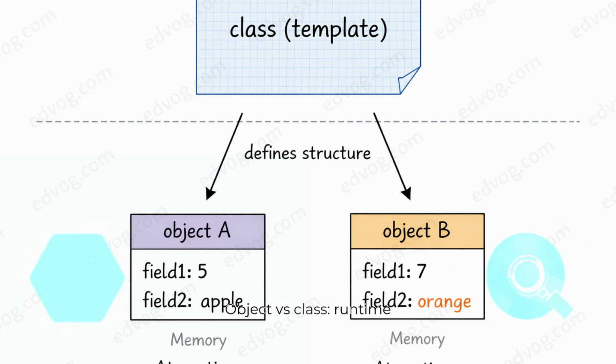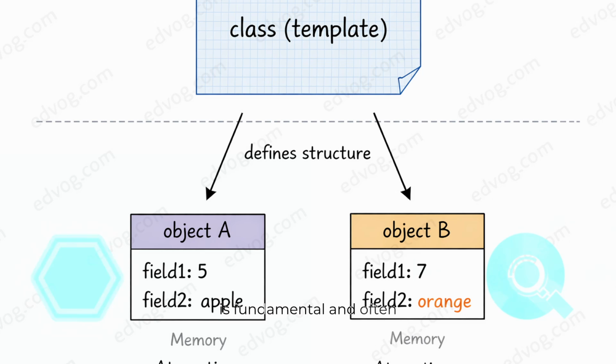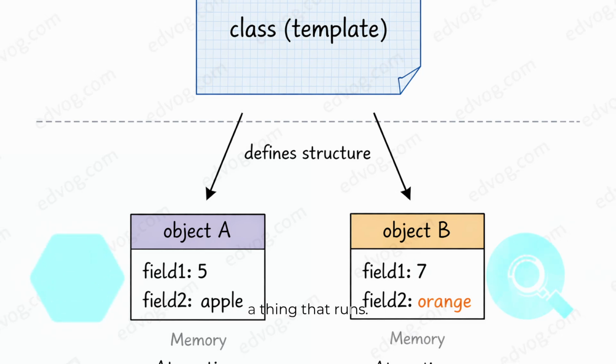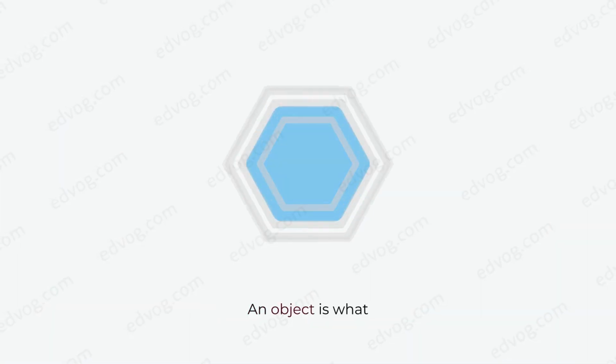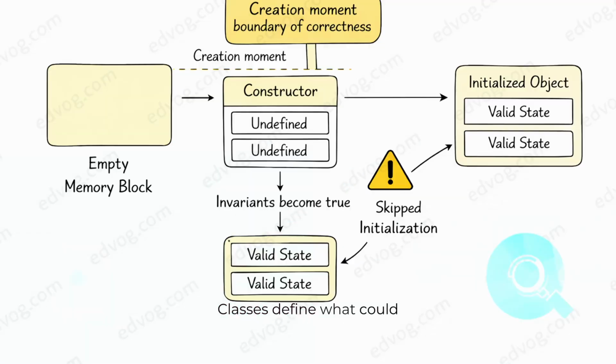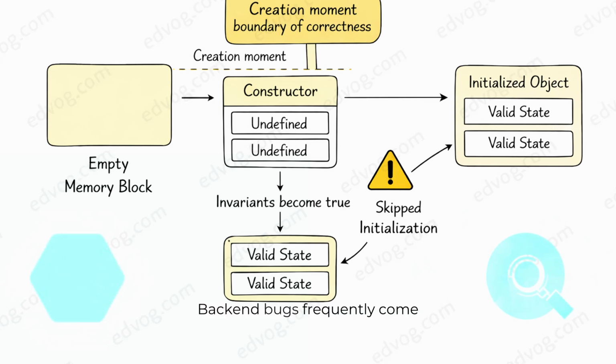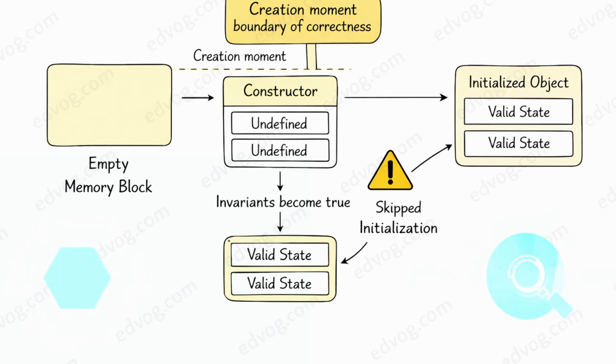Object versus class, runtime versus blueprint. This distinction is fundamental and often glossed over. A class is not a thing that runs. A class is a blueprint, a specification, a template. An object is what exists at runtime. Every object occupies memory, has its own state, participates in execution. Classes define what could exist. Objects define what actually exists. Backend bugs frequently come from thinking about classes when execution is actually dealing with objects.